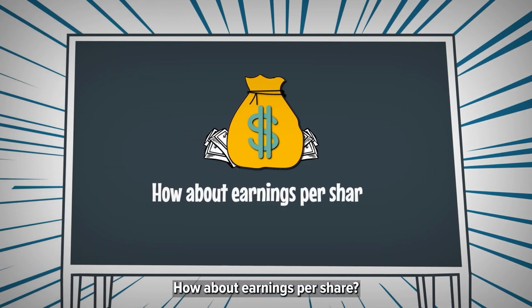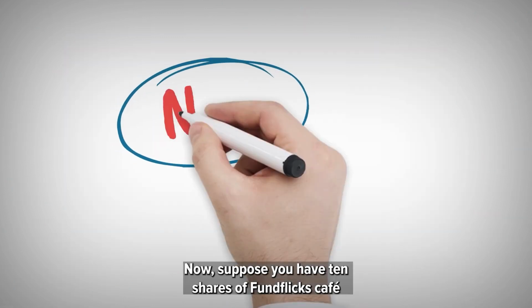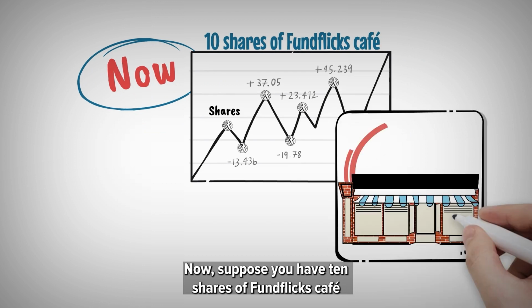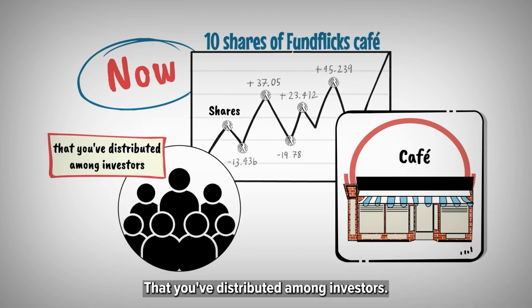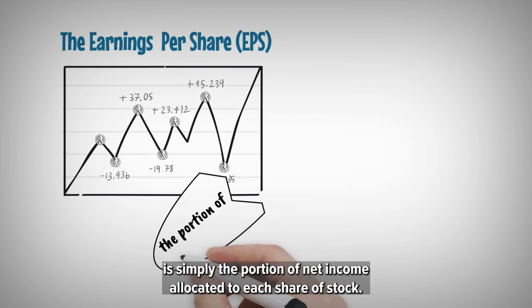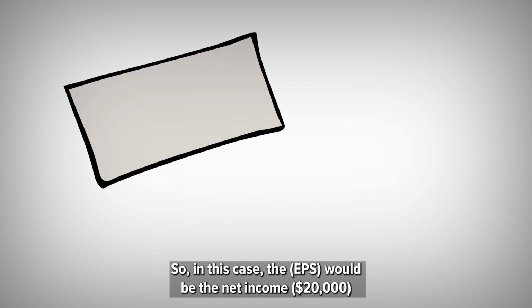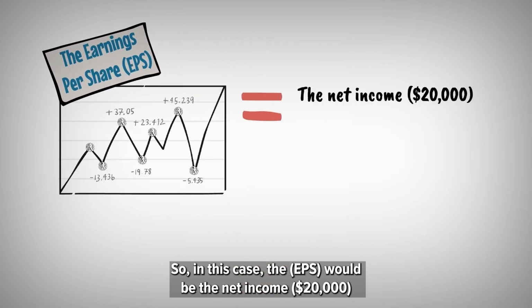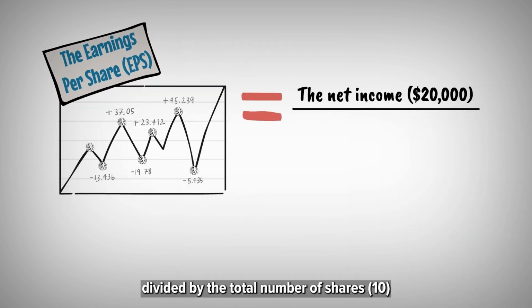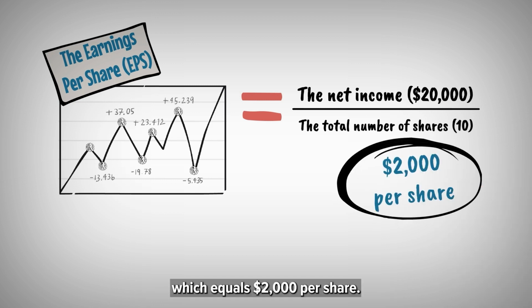How about earnings per share? What is its relationship with the net income? Now, suppose you have 10 shares of Fund Flicks Cafe that you've distributed among investors. The earnings per share, EPS, is simply the portion of net income allocated to each share of stock. So in this case, the EPS would be the net income, $20,000, divided by the total number of shares, 10, which equals $2,000 per share.